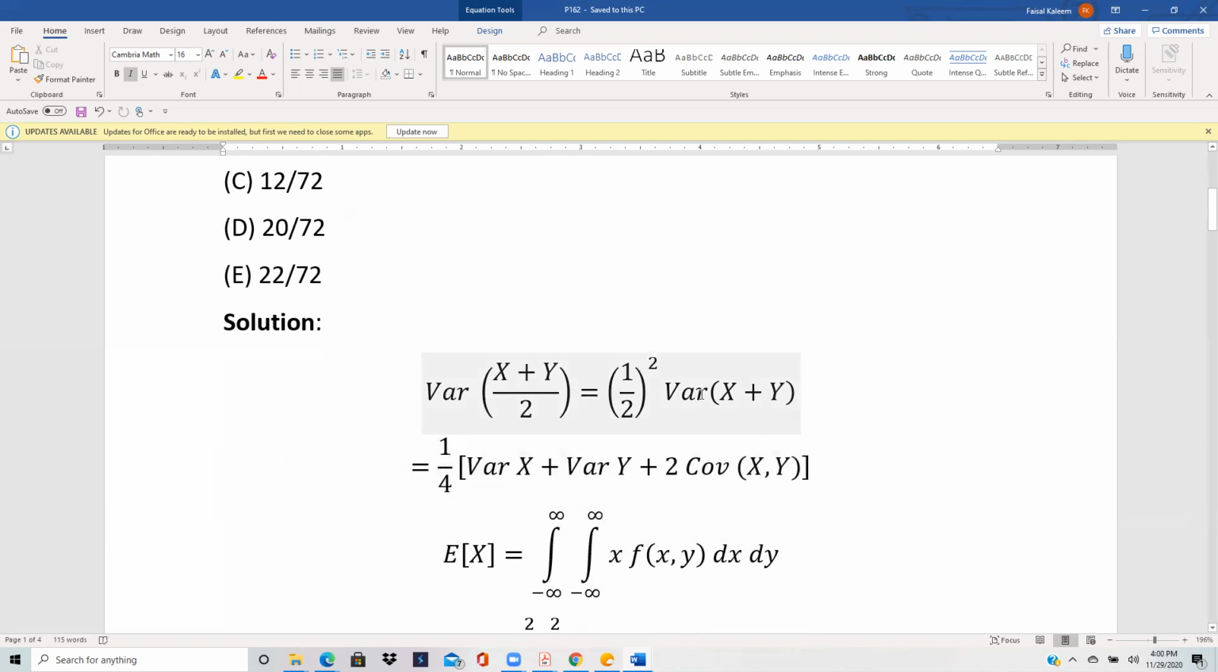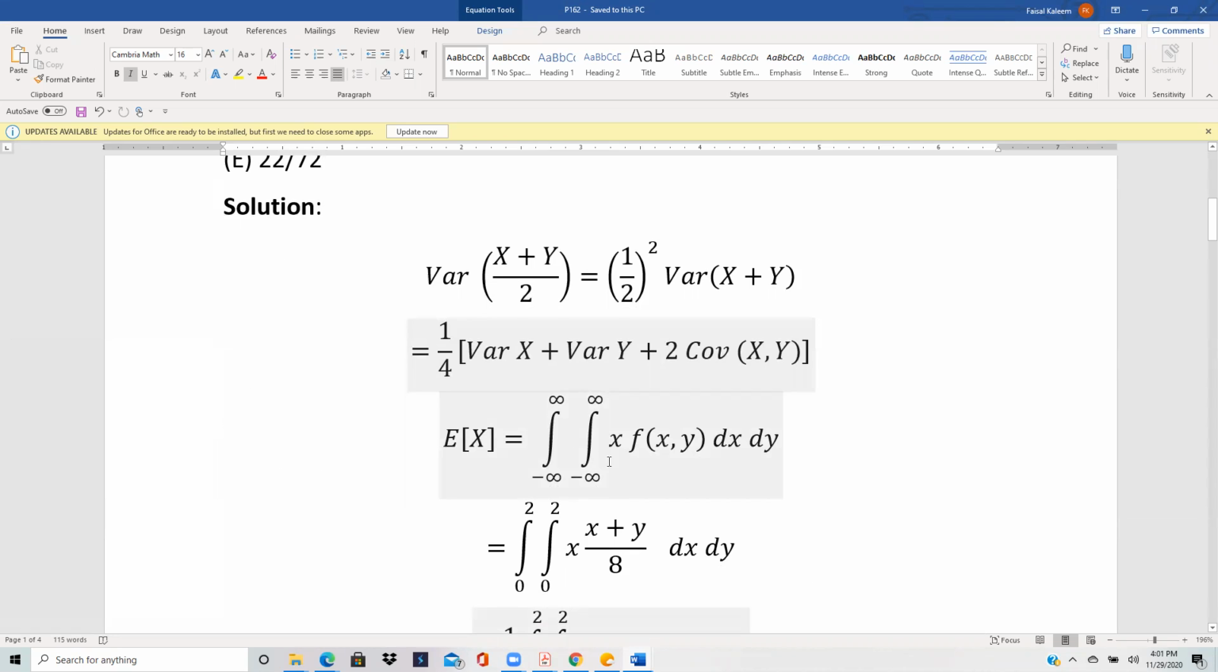And then the variance of x plus y we know is variance x plus variance y plus 2 covariance xy. And therefore we will need to find all these three things. And variance x, you know, is E of x squared minus (E of x) whole square. So we need to find E of x and E of x squared.